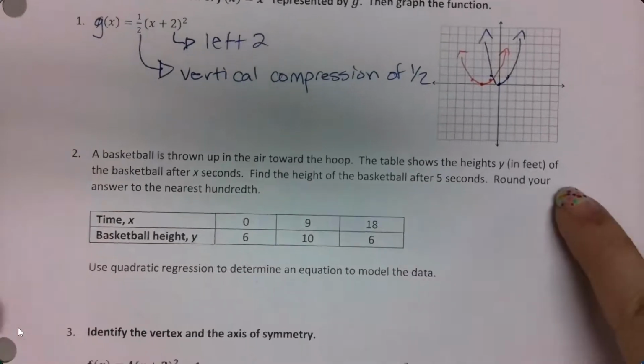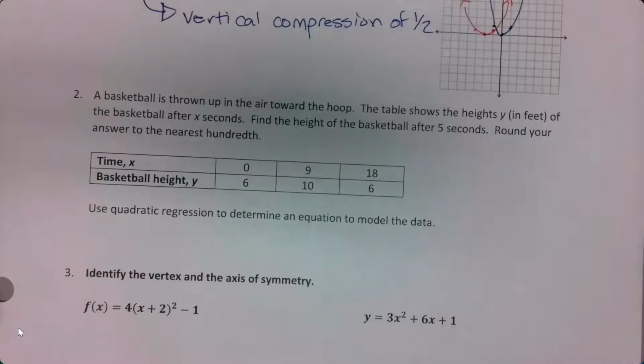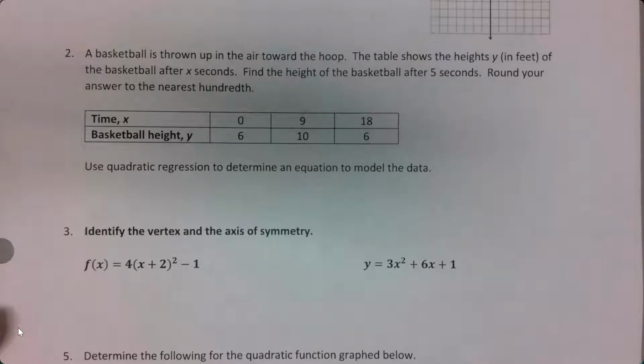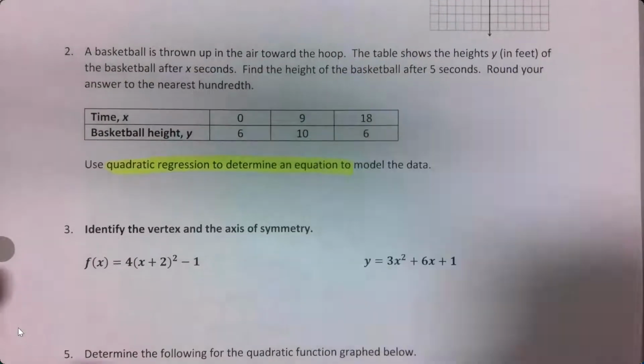Number 2 says a basketball is thrown up in the air towards the hoop. The table shows the heights in y in feet of the basketball after x seconds. Find the height of the basketball after 5 seconds. Round your answer to the nearest hundredth. So it tells me to use quadratic regression to determine an equation to model the data.